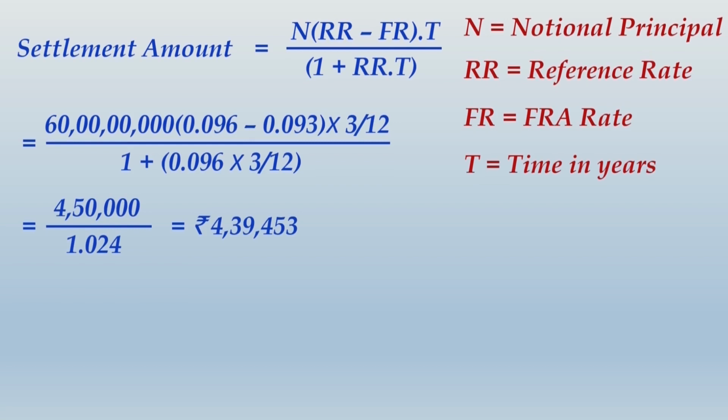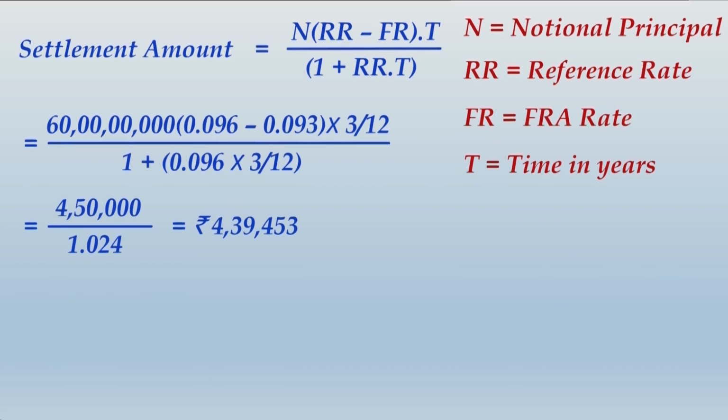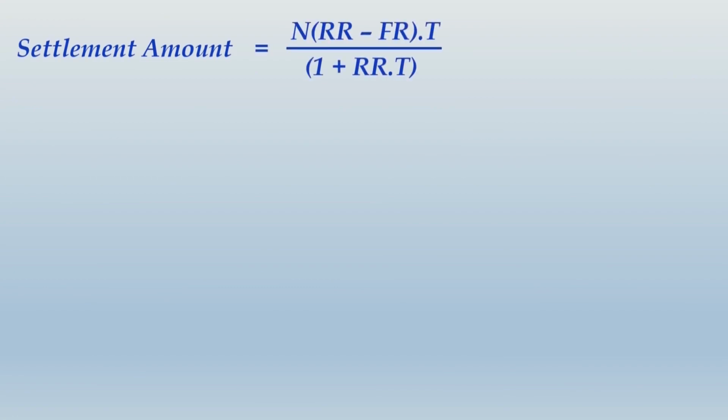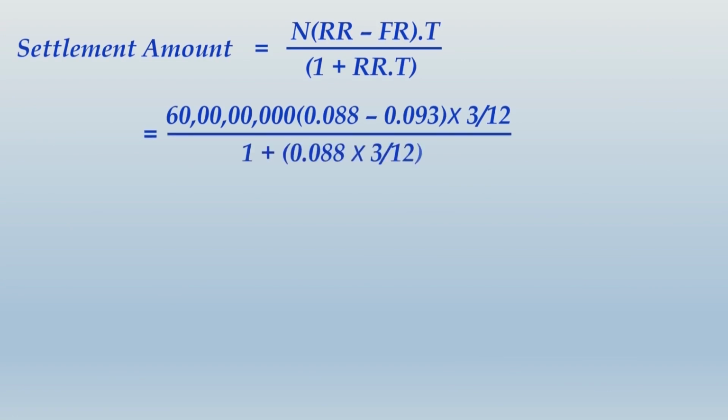Alright friends, that was case 1. Now let us move to the second case where the settlement amount formula remains the same. You just have to now substitute the different values. Basically only one value is changing, the reference rate. Other things remain same in the question, and this time it is a case of loss, and the amount of loss is rupees 7,33,855. Note down this as well, and that will be end of the solution.